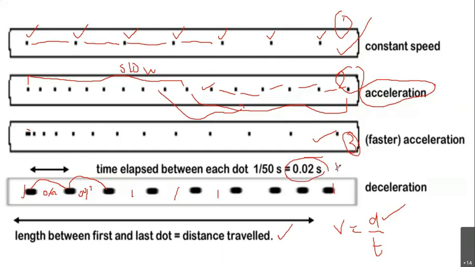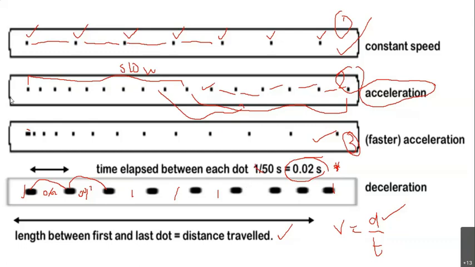Now for BGCSE, this is not going to change. This is pretty standard. So 1/50th of a second, that's the time, 1/50th of a second. And if we write it as a decimal, that's 0.02 seconds. Okay, so every space represents 0.02 seconds.